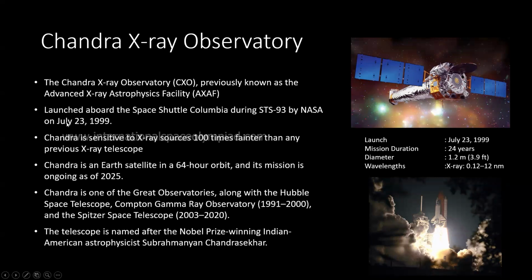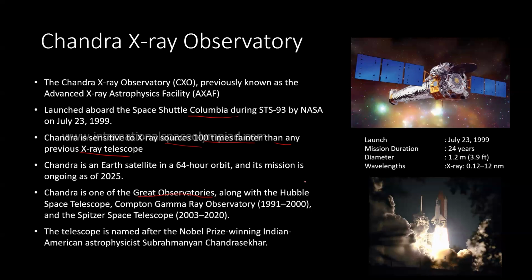So it actually launched in 1999 on the Columbia Space Shuttle. And Chandra is sensitive to X-ray sources 100 times fainter than any previous X-ray telescope. It is one of the great observatories. That means NASA sent some important telescopes, which are together called the great observatories.